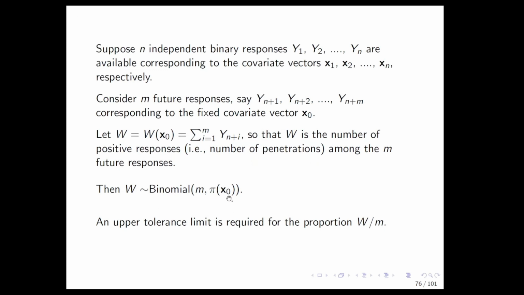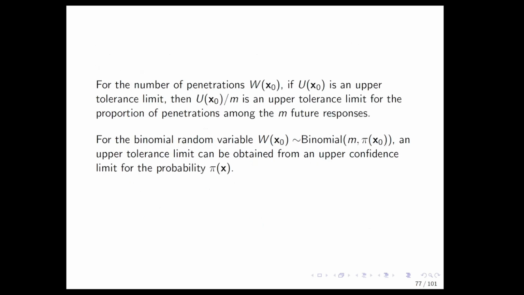So the proportion of penetrations is W over m. So we want an upper tolerance limit for this quantity, W over m. So this is our problem. Now, what we will do is compute an upper tolerance limit for W(x_0) and call that U(x_0), and then just divide it by m to get the upper limit for the proportion of penetrations.